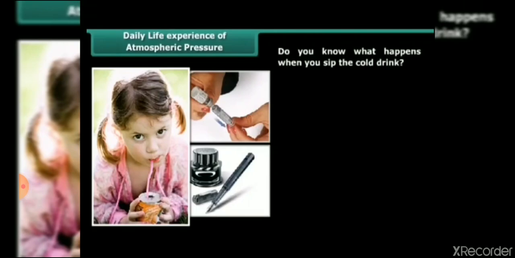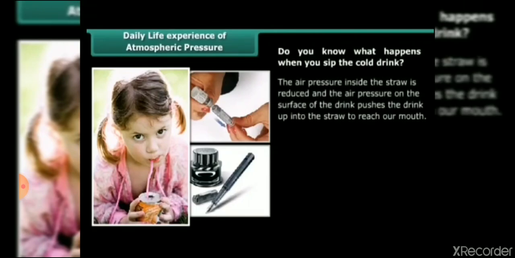Do you know what happens when you sip the cold drink? The air pressure inside the straw is reduced, and the air pressure on the surface of the drink pushes the drink up into the straw to reach our mouth.